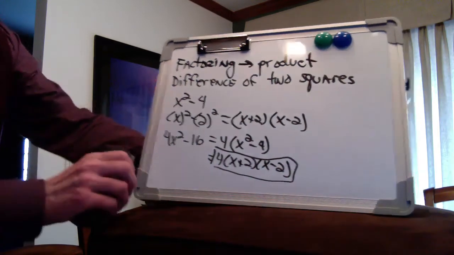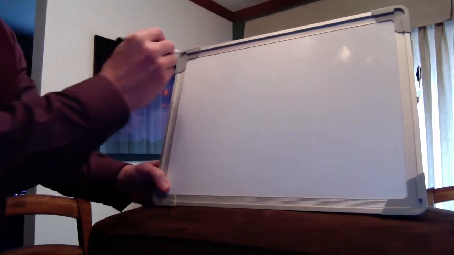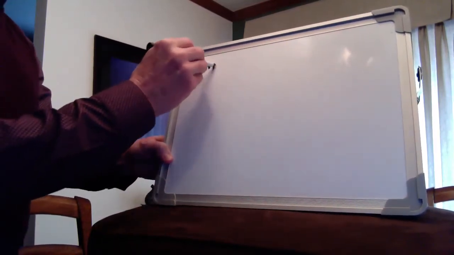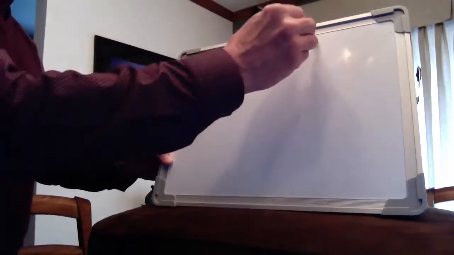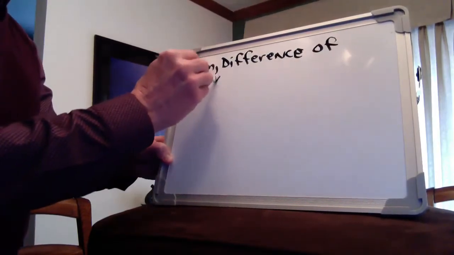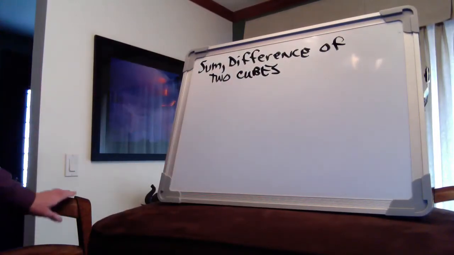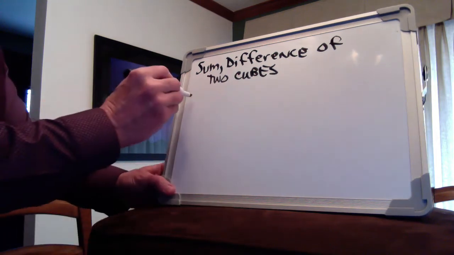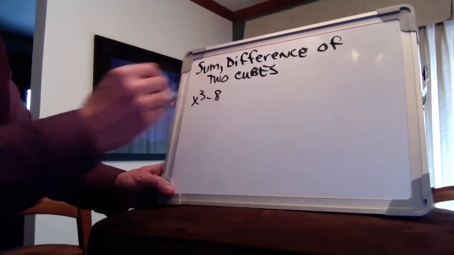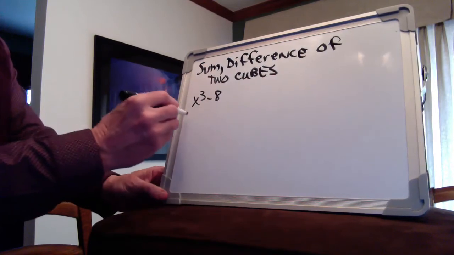All right, the second type of factoring that you're probably not as familiar with is the sum or difference of two cubes. And there is a pattern to this as well. So I'm going to start off with this, x cubed minus 8. Notice that both of these are perfect cubes.